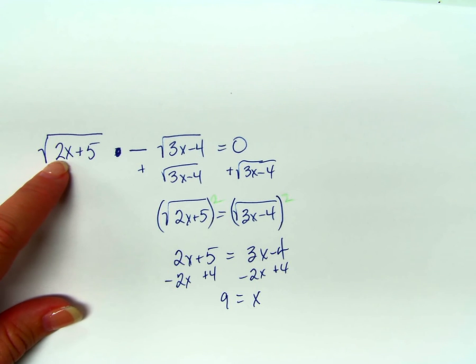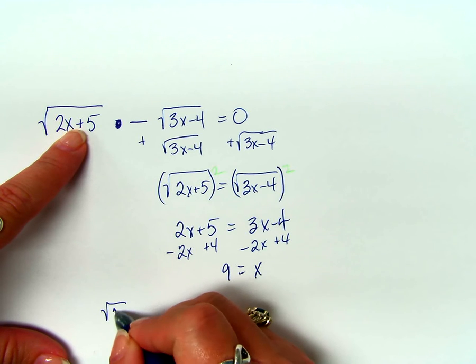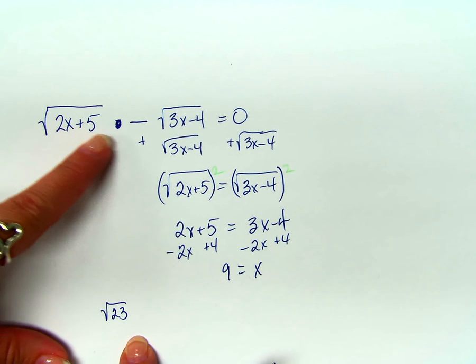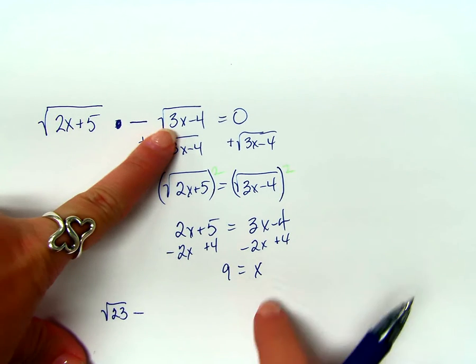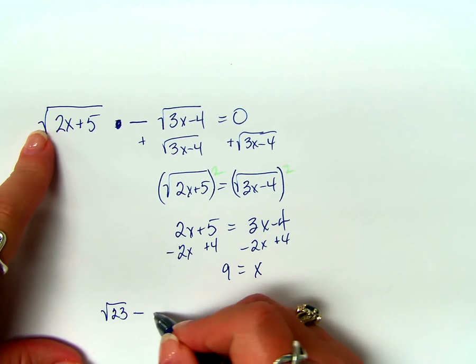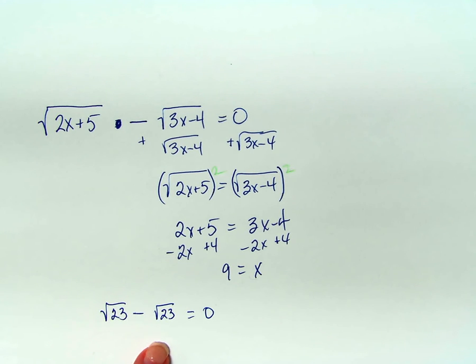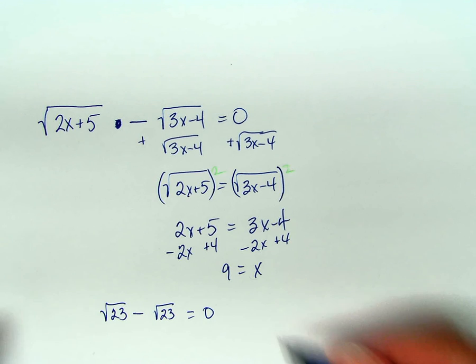9 times 2, 18 plus 5. Square root of 23, right? Minus 3 times 9, 27 minus 4. Square root of 23. Does the square root of 23 minus the square root of 23 equal 0? Then we're good. This is the correct answer.